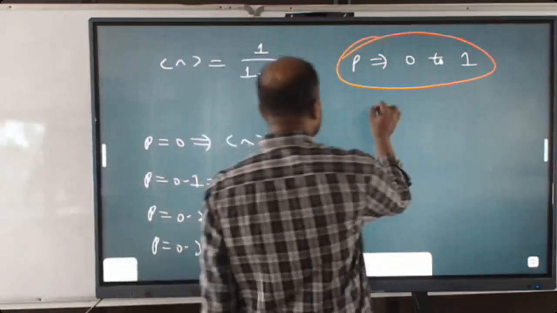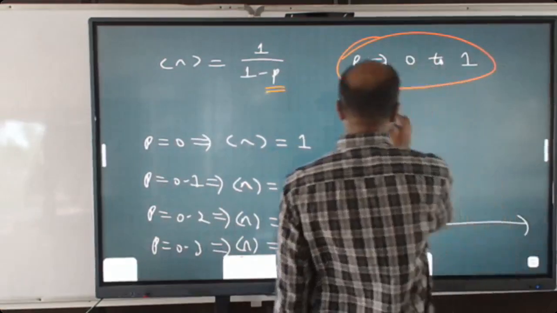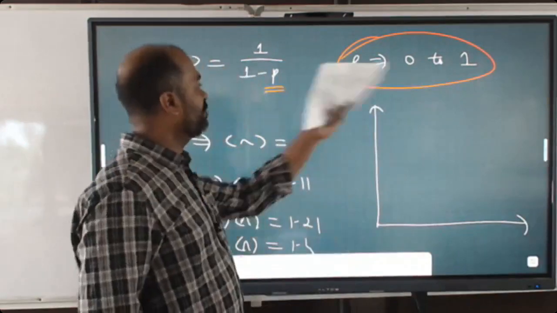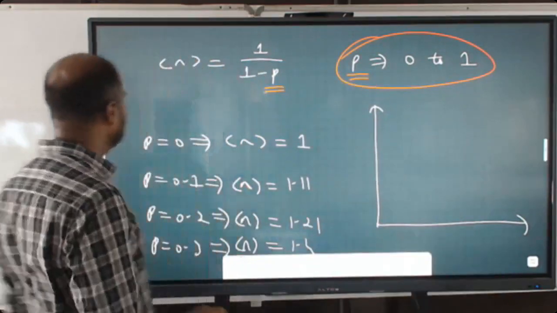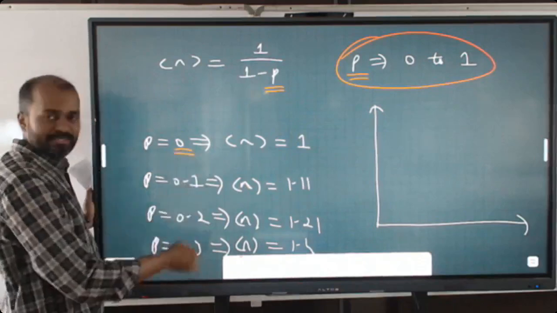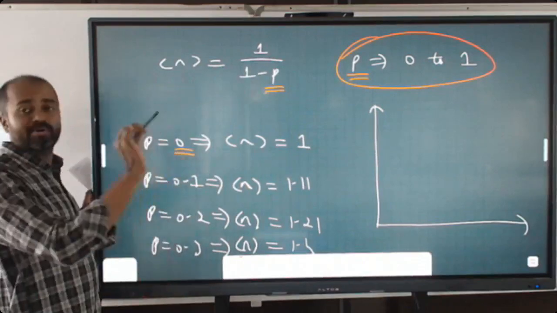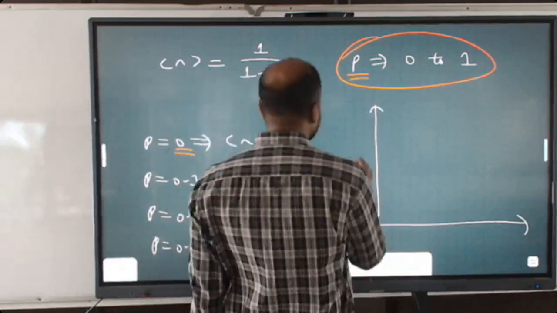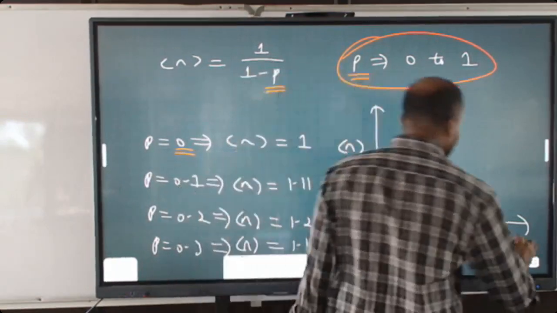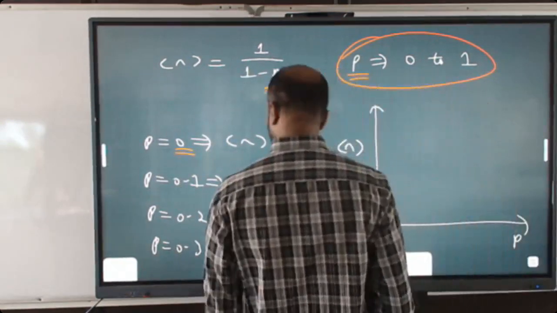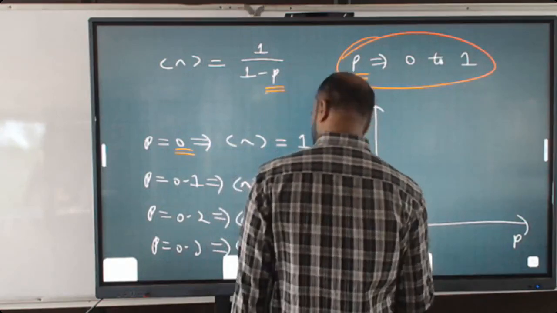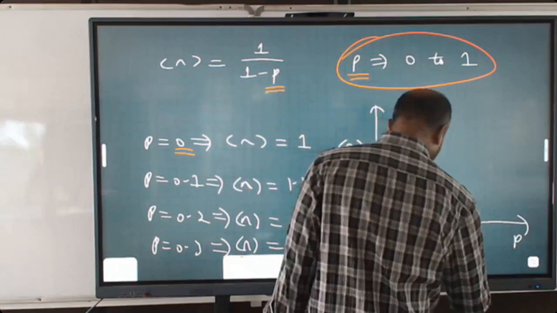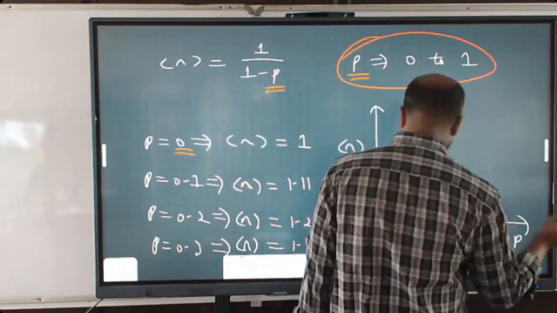Next, you just plot the value. P is actually probability and fraction. Probability value always will be between 0 and 1. So we first start from 0 and it increases gradually, and up to 1 only you are allowed to increase. So this is n and this one is p. Then p is 0, 0.1, 0.2, 0.3, 0.4, etc.